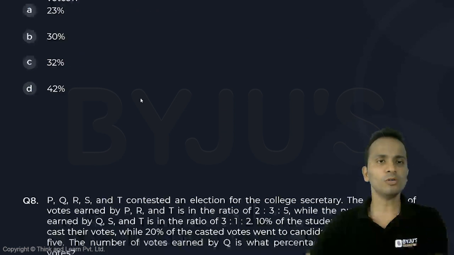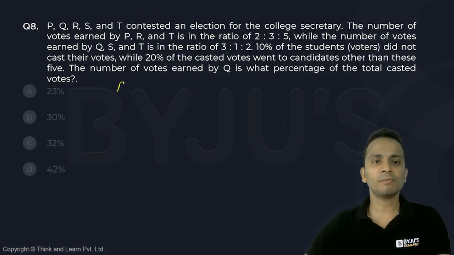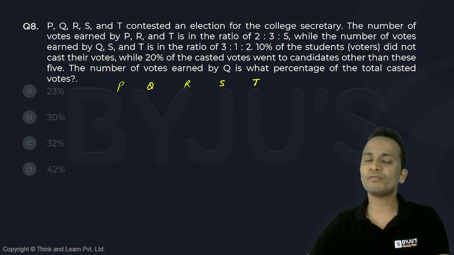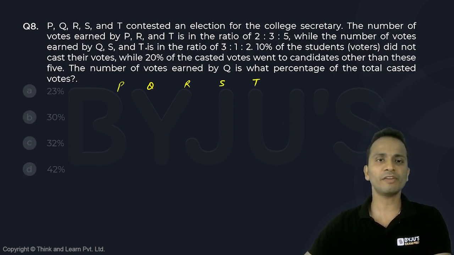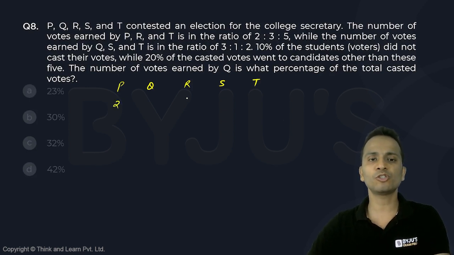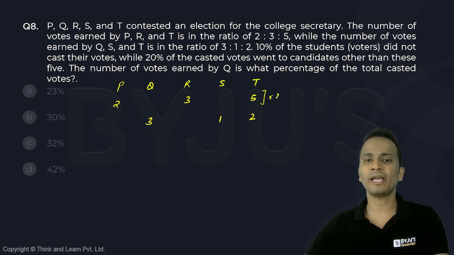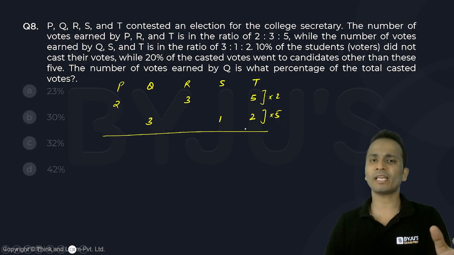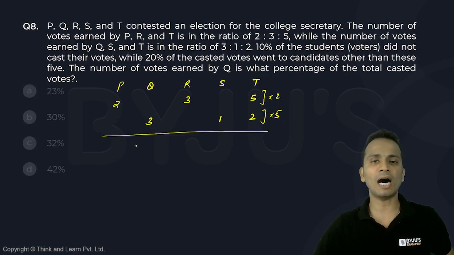Right? So I'll start by writing P, Q, R, S, T, the ratio of these five. Now, two separate ratios are given. The ratio of P, R, and T is 2:3:5. Okay. And the ratio of Q, S, and T is 3:1:2. Now, the common link is T. So, I'll multiply the first ratio by 2 and second ratio by 5. I can write the compounded ratio. I can write the combined ratio of PQRST.